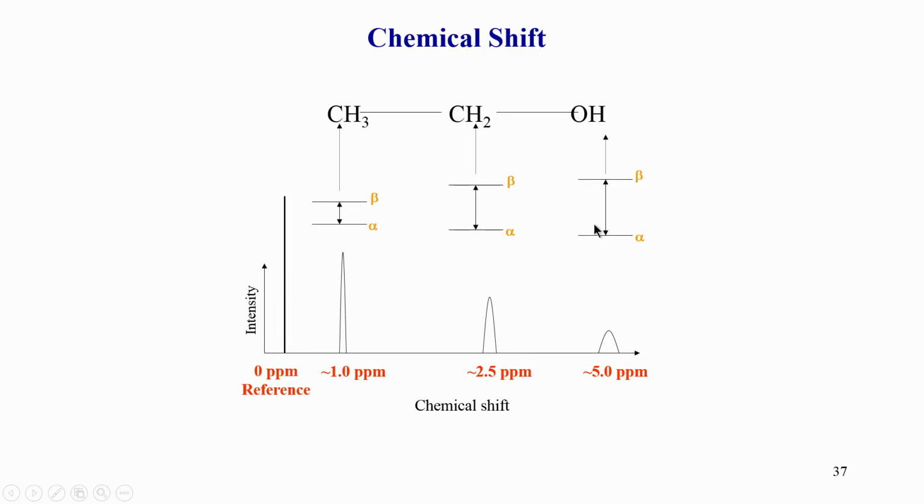Now, this energy difference depends on, remember, delta E is h into mu. So the mu value, the frequency value, changes for this, changes for this, and changes for this, and that is why these 3 different hydrogens come at different frequencies, and that frequency is converted into a scale called the ppm scale.